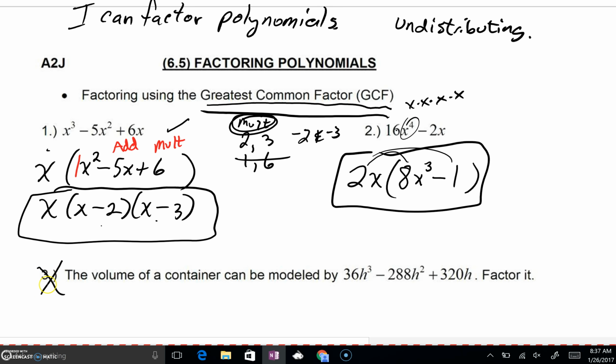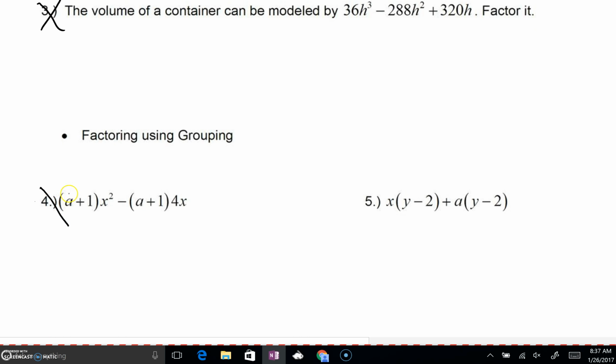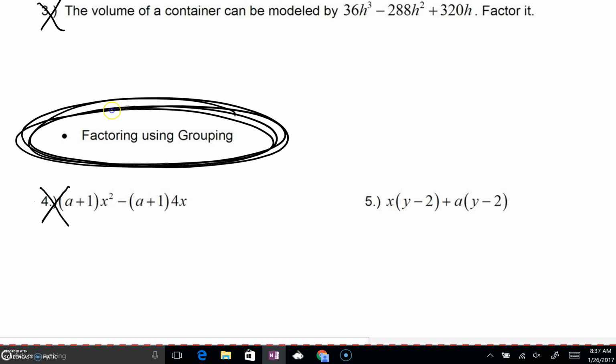Okay, guys, we're going to get moving here. We're going to skip number 3 for the sake of time. We have a short day here. We're actually going to skip number 4. And the last problems that we're going to do today are going to factor using grouping.